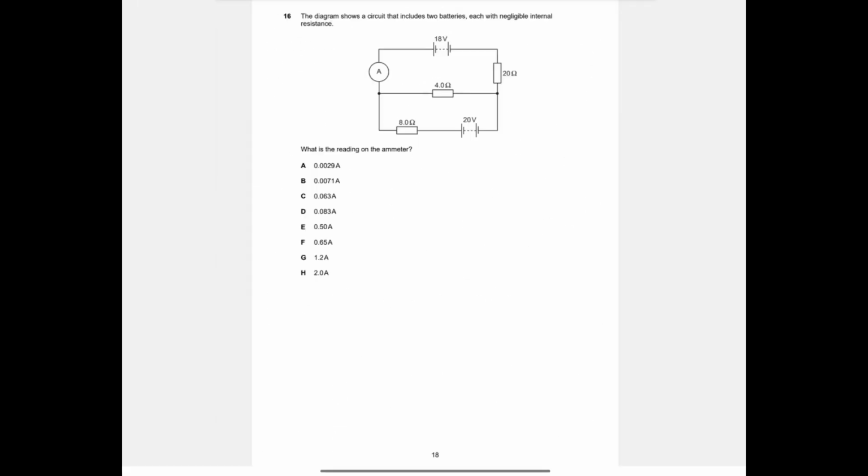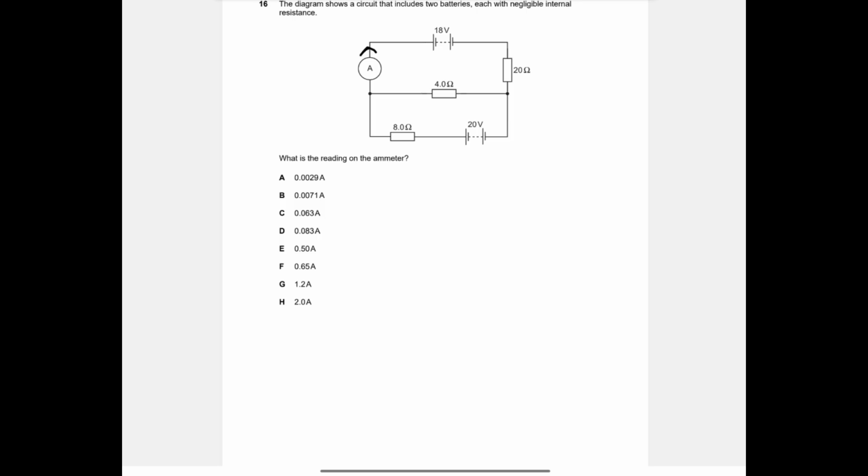Okay, we are trying to find the reading on the ammeter. Okay, let's label everything. We're just going to apply first and second Kirchhoff laws. And let's call this current over here I, and let's call this current over here J. I'm just choosing any direction for them. This is going to be I plus J.